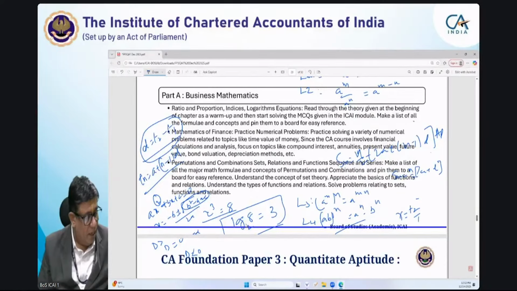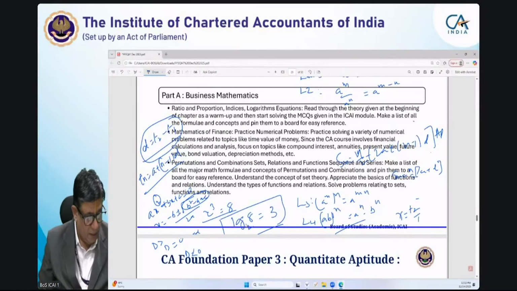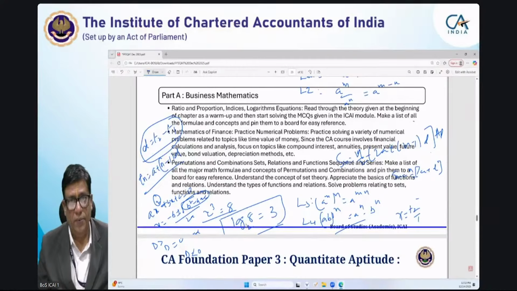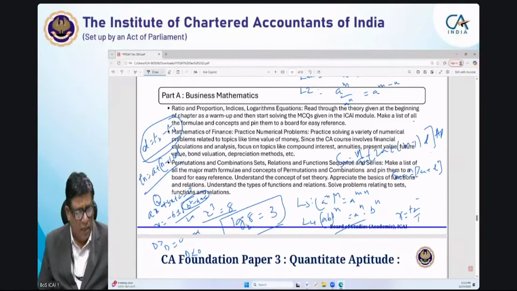And what is the sum of the geometric progression series? It is a into r power n minus 1 by r minus 1, or if r is less than 1, the sum is a into 1 minus r to the power of n by 1 minus r. Next, the infinite series is also very important.